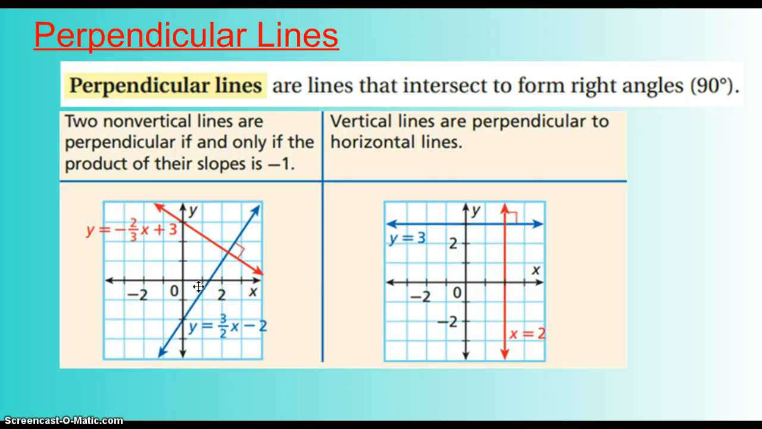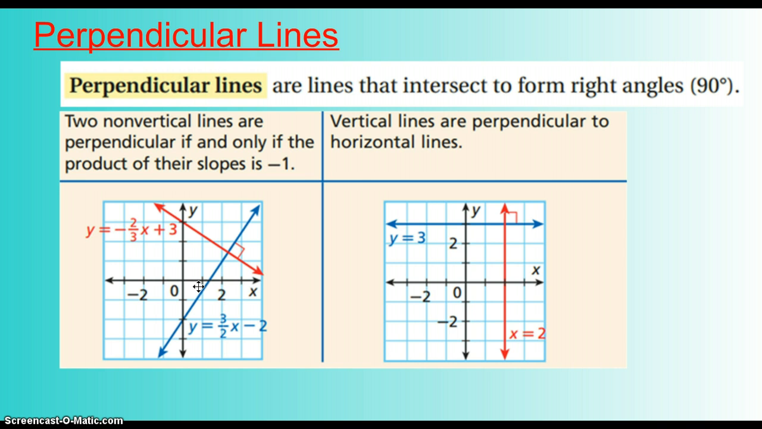Today we're talking about perpendicular lines. Perpendicular lines are lines that intersect to form right angles, or 90-degree angles, when they cross each other. When we were talking about parallel lines, those are lines that never intersect. If you have two lines on the same plane that are not parallel, they're going to have to intersect at some point. Well, perpendicular lines are just a special type of intersection where they cross at 90 degrees.